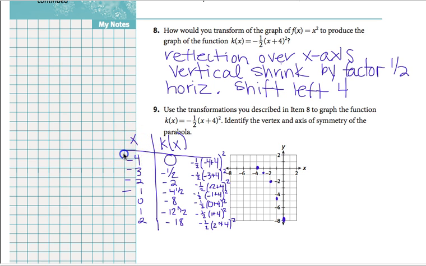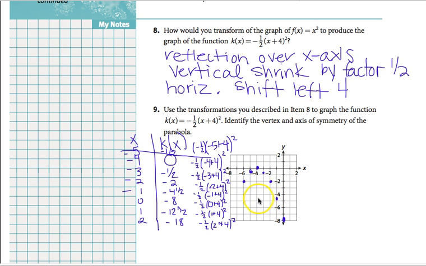So let's say I pick negative 5. If I add negative 5 in there, negative 1/2 times negative 5 plus 4 squared. Negative 5 plus 4 is negative 1. Negative 1 squared is 1 times negative 1/2 is negative 1/2. So this shows me that now I'm starting to come around the other side. So I don't need to continue the chart. I now know that I can use my symmetry to get these other matching points.